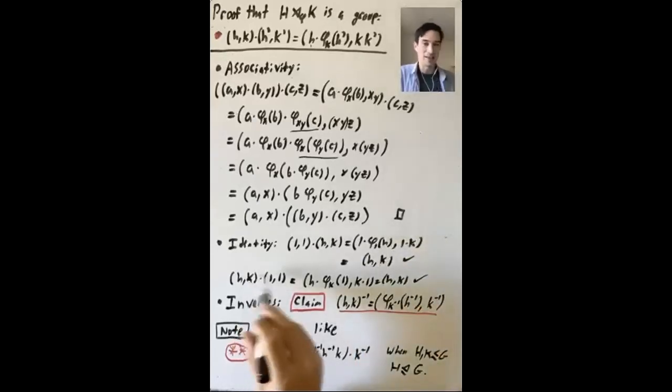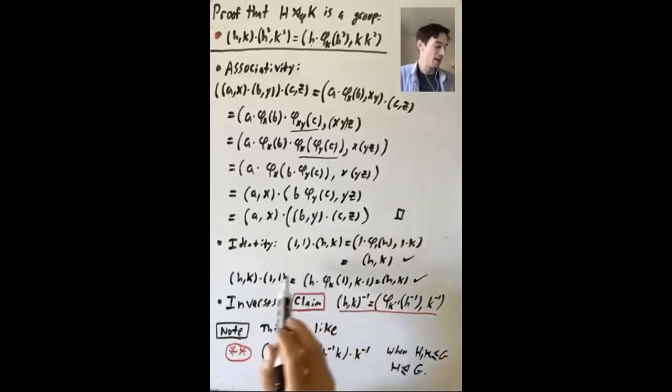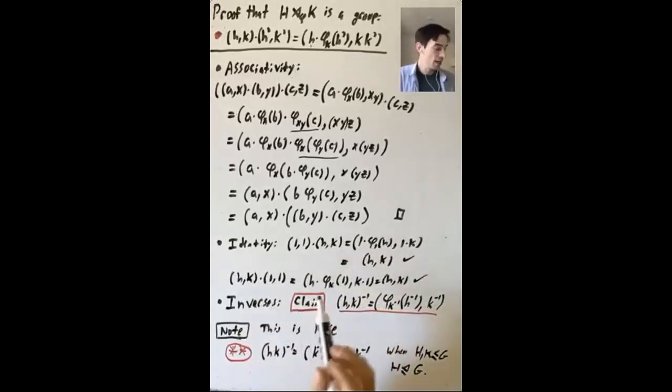Okay, but to check that it's an identity, we really want to check that (1, 1) times (h, k) is (h, k), and (h, k) times (1, 1) is also (h, k). And here, the product looks different. We get h times phi_k of 1, comma k1, but phi_k is an automorphism of H, so it definitely sends the identity to the identity. So we get h times the identity of H, comma k1, so we get (h, k).